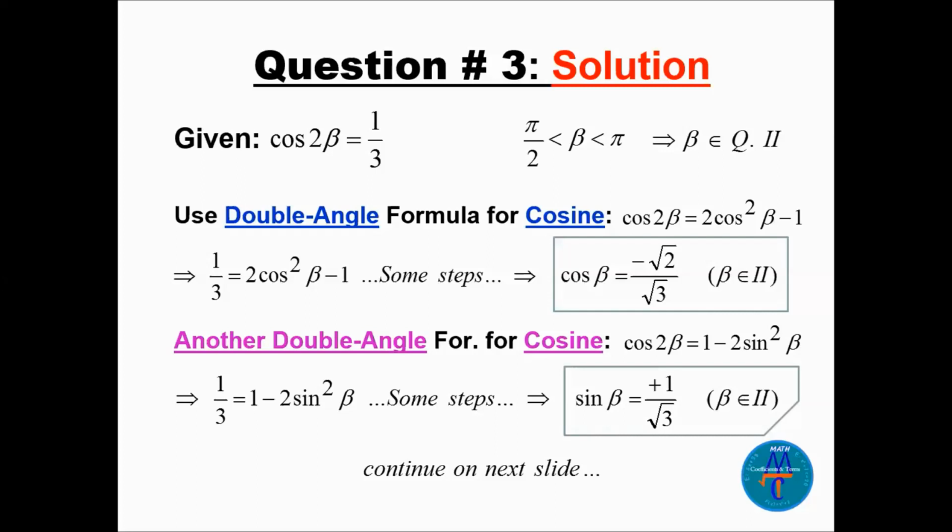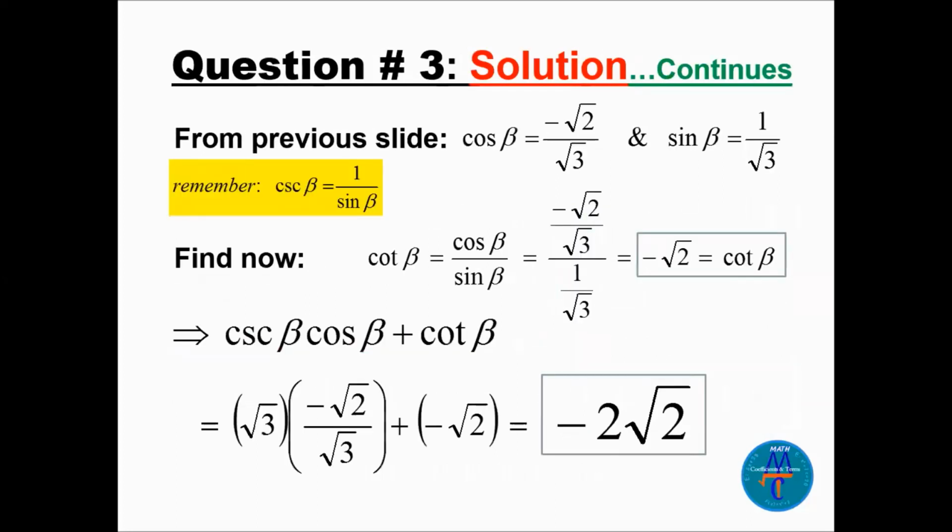What else now? On the next slide, we see cosine of beta is there, sine of beta is there. We found it already in the first line here. Then I find cotan of beta. Cotan of beta by the formula is cosine of beta divided by sine of beta. See, it's very simple. It will be minus square root of 2.